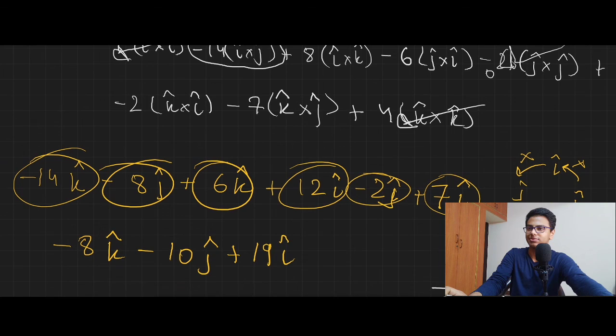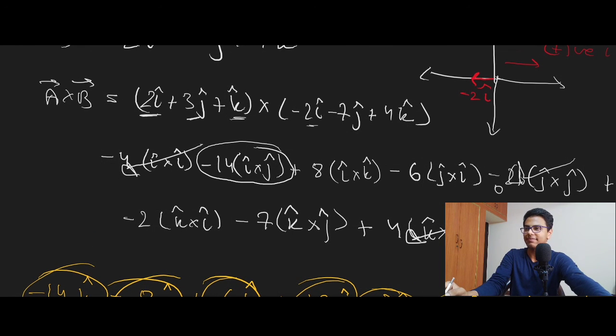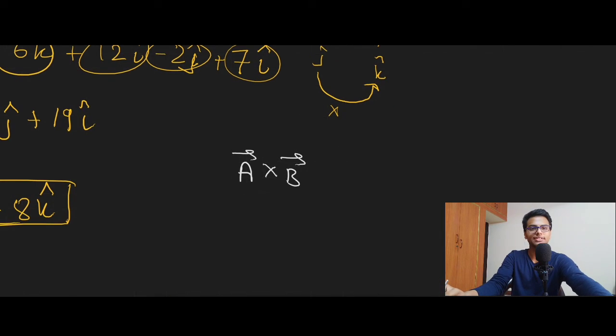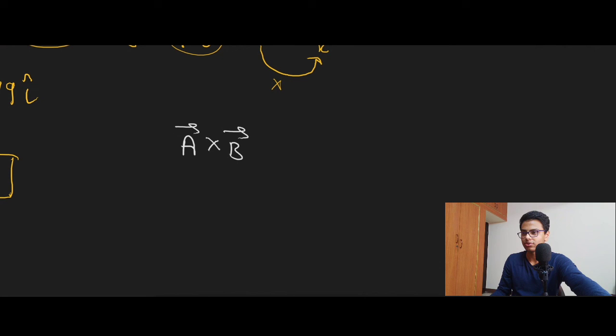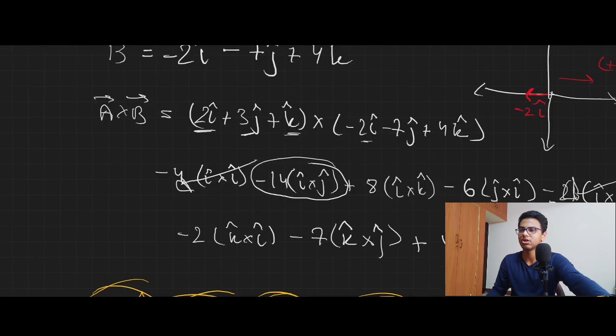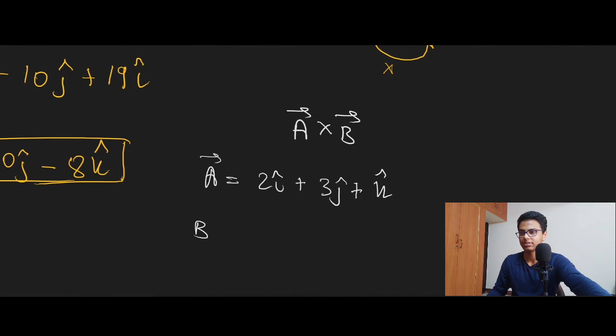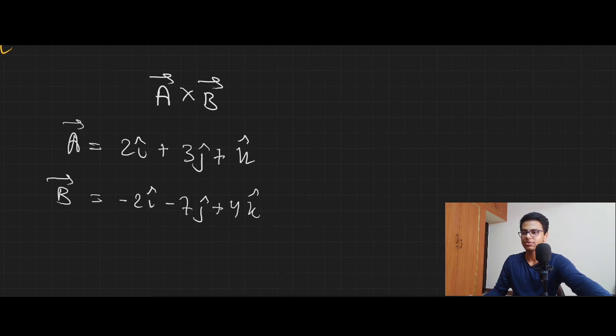Should I have zoomed out? No, wait. All right, so your a vector is 2i cap, 3j cap, k cap: 2, 3, 1. And where was your b? Your b is minus 2, minus 7, 4. Now in the determinant method, what we're going to do is we're going to do this.